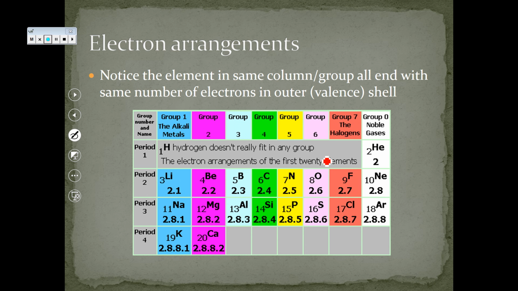Electron arrangement. Notice the elements in the same column and group all end with the same number of valence electrons. So here in group 1, this 2-1 tells you that in the first shell there are 2 electrons, in the second shell there are 1. Notice that all the way down group 1, they all have 1 valence electron. In group 2, notice that the outside shells all have 2. In group 3, they all have 3. In group 4, they all have 4. In group 5, they all have 5, and so on and so forth. Remember, for the noble gases, they all have 8, except helium, which is that exception in the noble gas group.